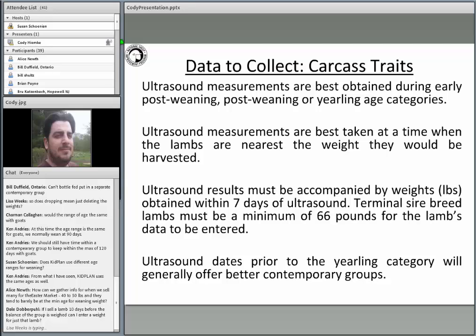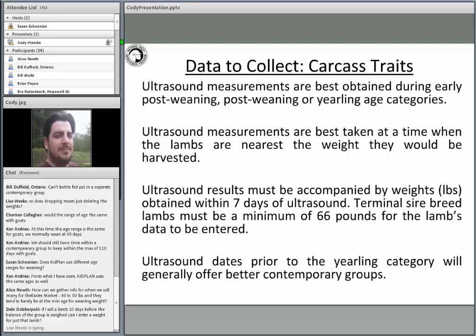The ultrasound measurements are best taken at early post-weaning, or yearling ages. They're best taken on animals when they're nearest the weight that would be harvested. And ultrasound measurements need to be accompanied with body weight measurements. So when you're taking your post-weaning measurement, or very close to that time, is when you would want to ultrasound. One thing to be aware of with the terminal sire breeds, the lambs must be a minimum of 66 pounds for their data to be entered.